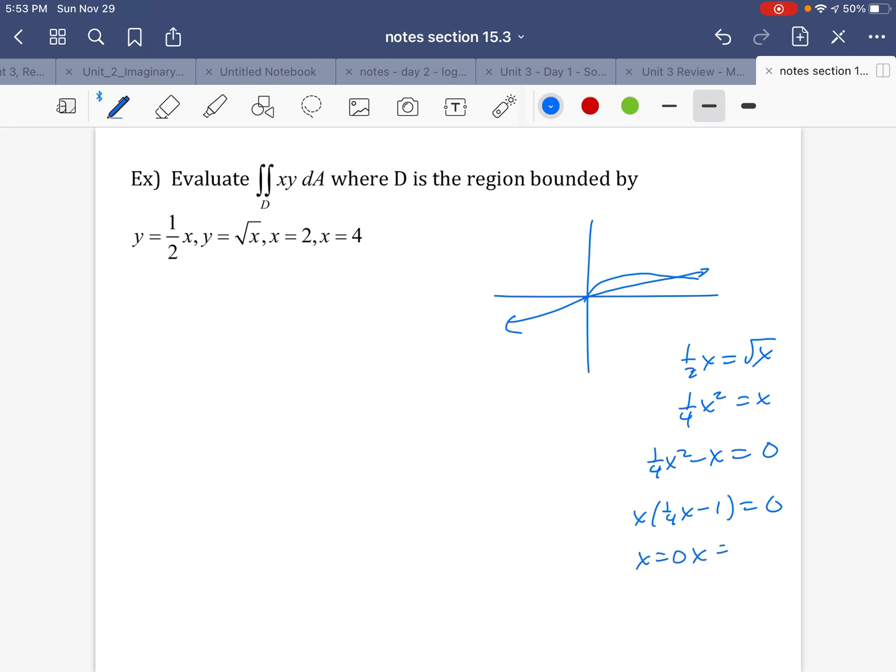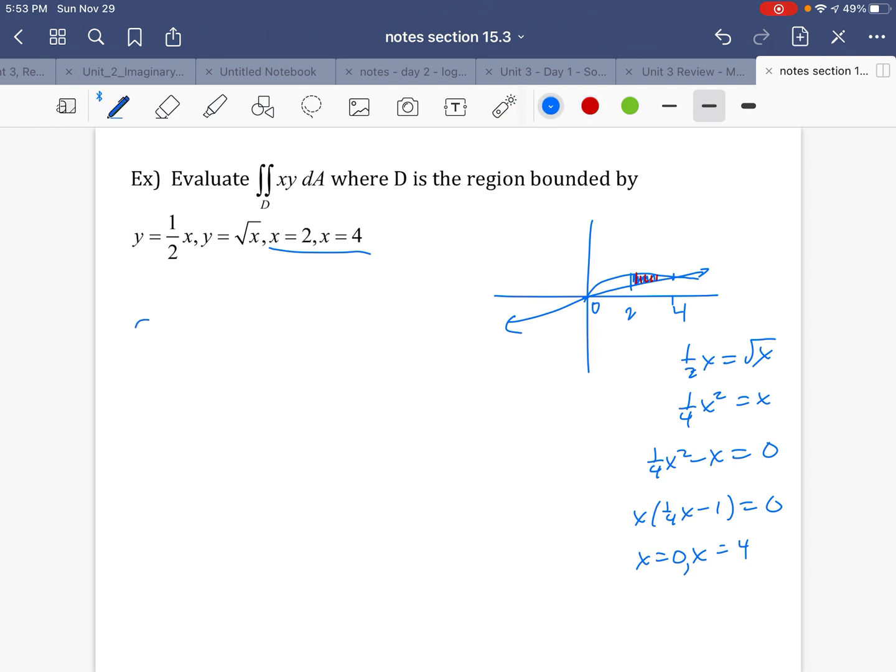So x equals 0 and x equals 4 are where they meet up. Okay? So they meet up right here at x equals 4 and 0 right there. So it says to go from 2 to 4, so that means I'm going to start at 2 to 4. And so you can see I have a top minus bottom situation, or top to bottom situation.